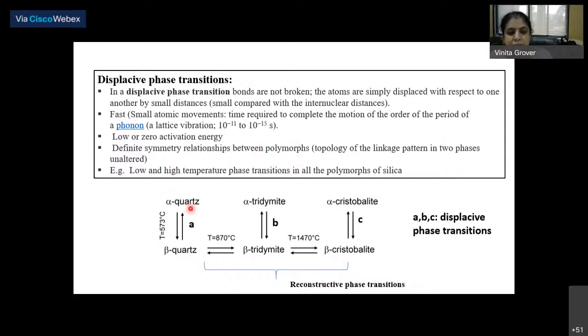For example, we just read about silica. Silica goes from quartz to tridymite to cristobalite, and these are reconstructive. I told you in the previous slide. Each silica has an alpha and beta form, and they are formed just by tilting of SiO4 tetrahedra. So these transitions, A, B, and C, are displacive phase transitions. These transitions are reconstructive phase transitions.